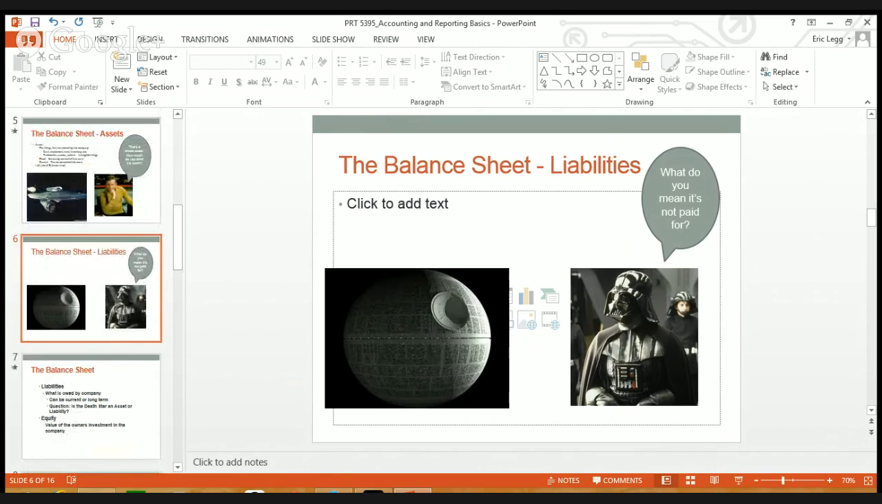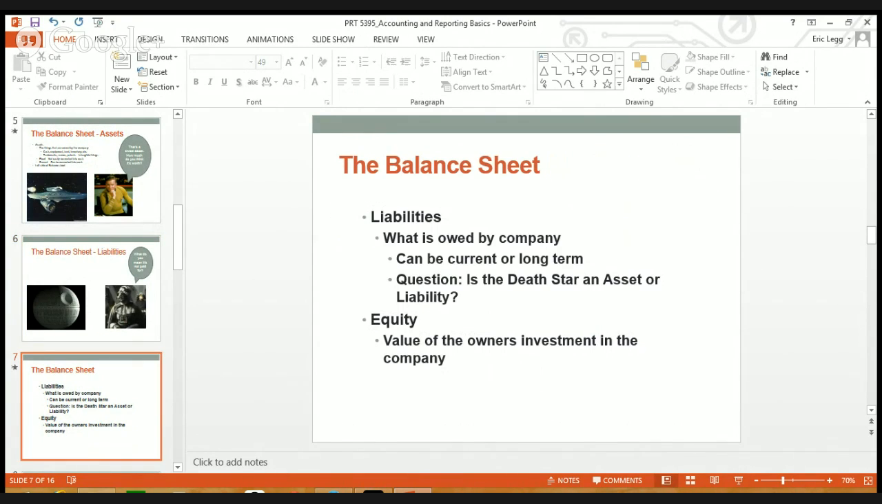The other piece we have is liabilities. Liabilities is what a company owes. So in our little example here, we see Darth Vader still owes money on the Death Star. This can, similar to assets, be current, which is something that has to be paid soon, in 30 days, or long term, that's something due over a longer term, a 30-year mortgage, for example. So in our example, is the Death Star an asset or a liability? It could be both. If Darth Vader owed money on the Death Star, it would be a liability. But if he owned part of it, it's also going to be an asset. It also has some value that he could convert.